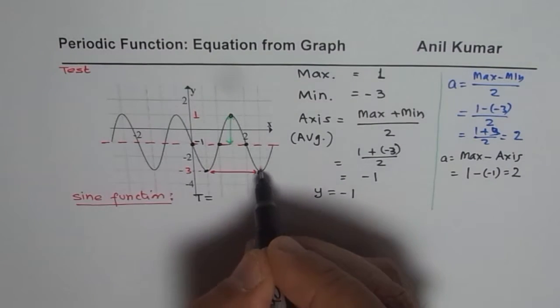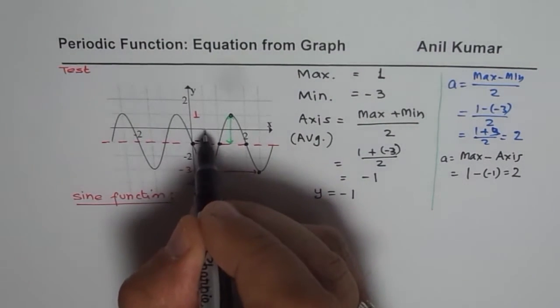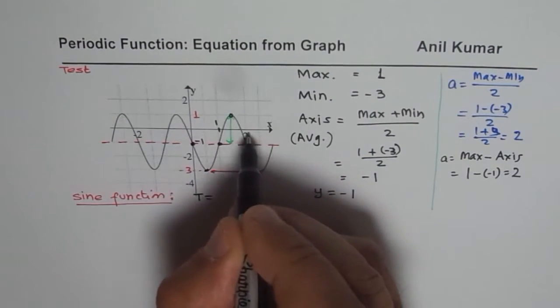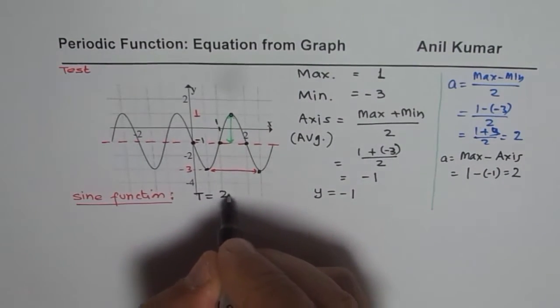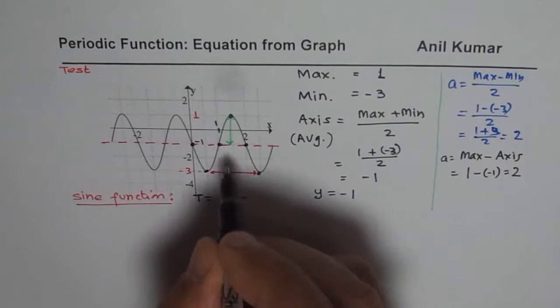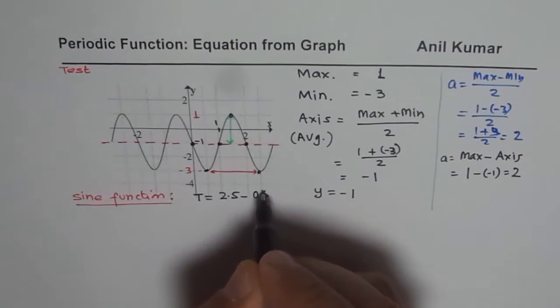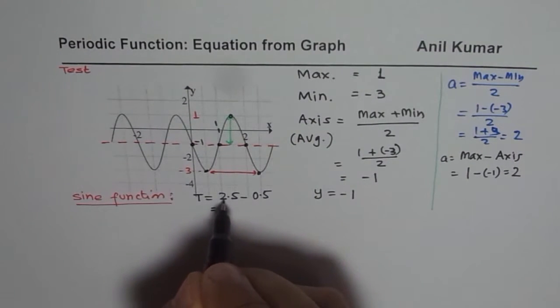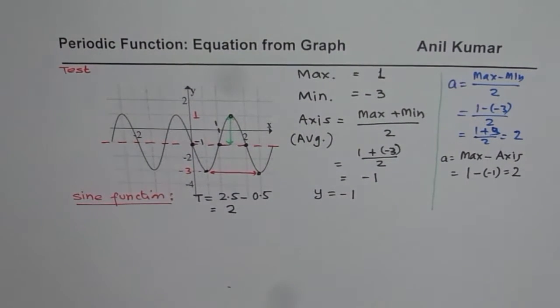That point is at 2.5. This is at 0.5, right? So this is 1. So that is 2. 2.5 minus 0.5. So the time period for us is 2. So 2 units is our time period.